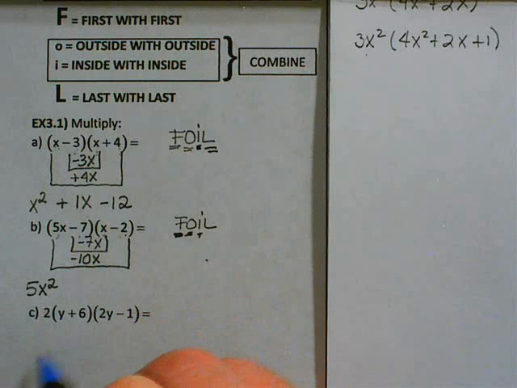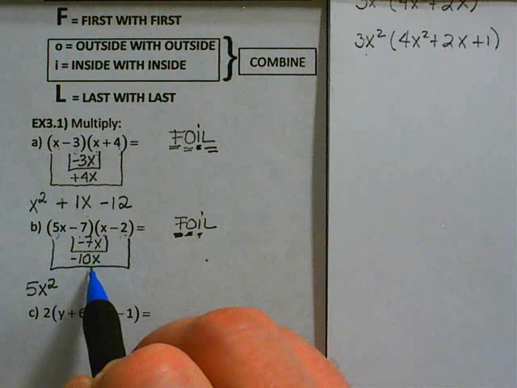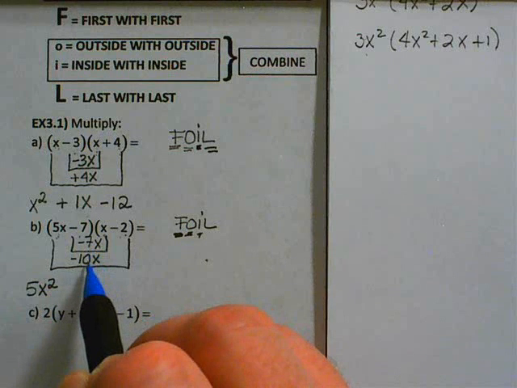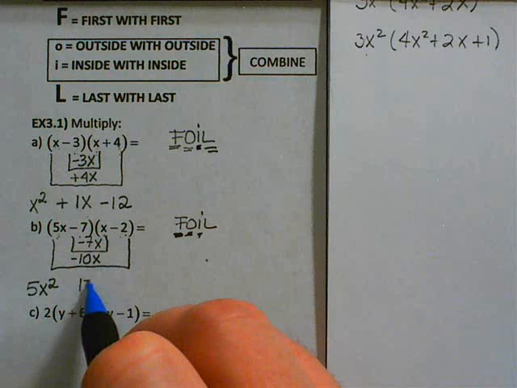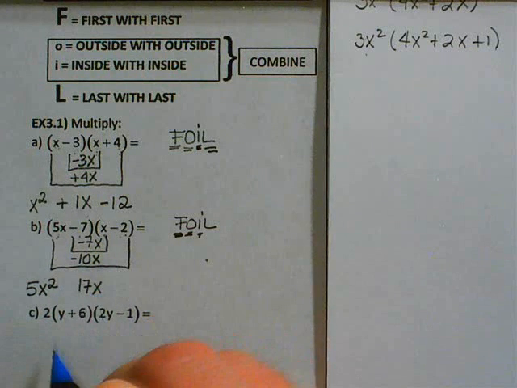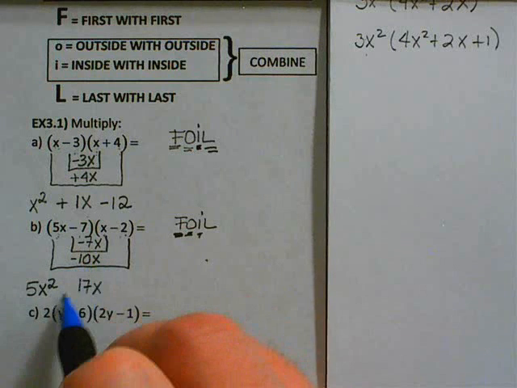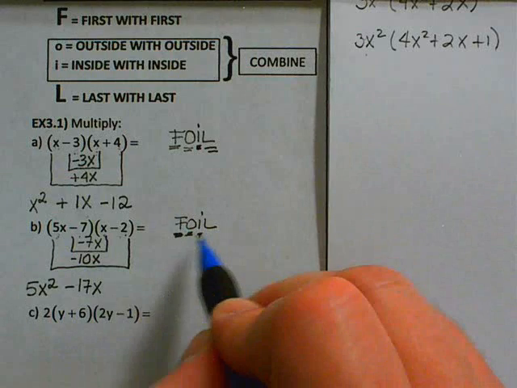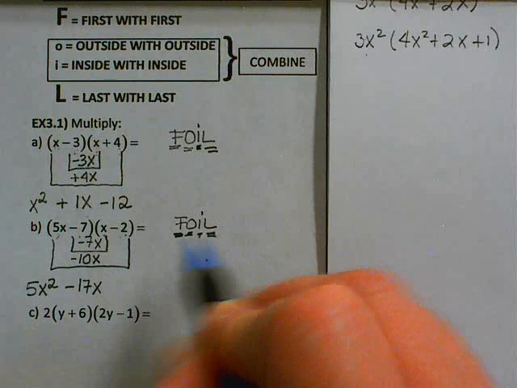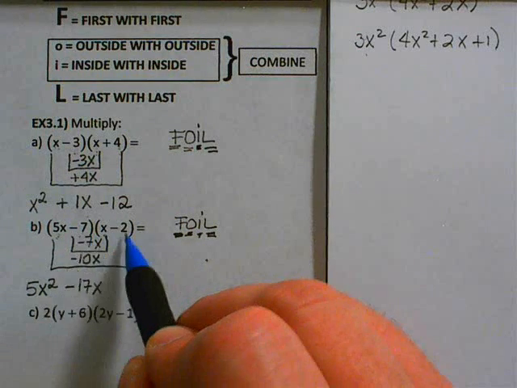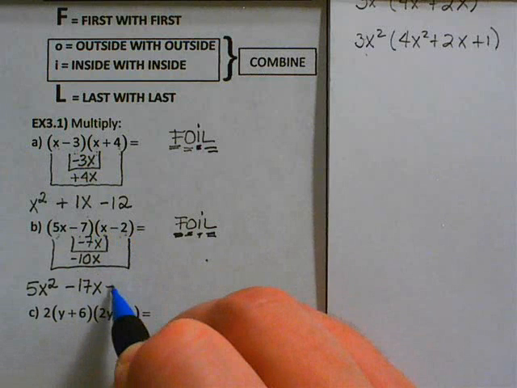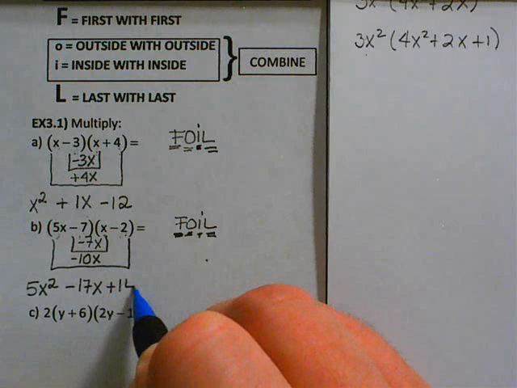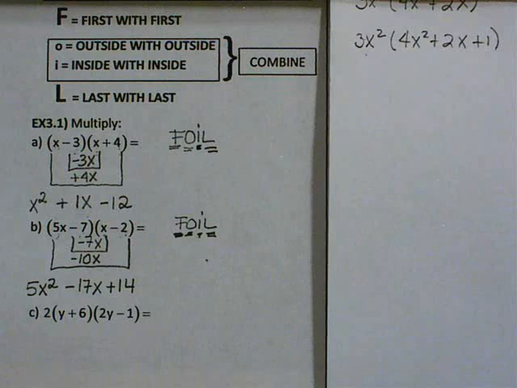Once I have these two numbers, I combine them. Both are negative, so I add, so it is 17x. And the sign of the biggest would be negative. And then I'll do the last thing, which is last times last. So negative 7 times negative 2 is positive 14. And that's my answer.